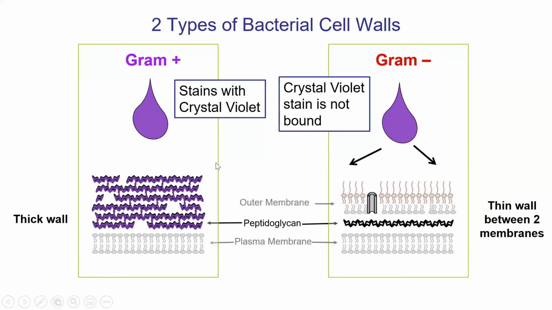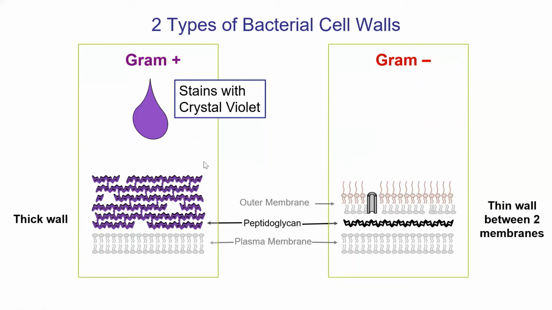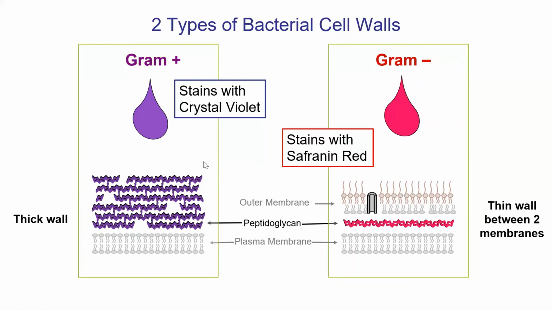Okay, sorry about that. So the gram-negatives, the crystal violet stain just doesn't get in there because it's got that extra membrane that kind of protects it. So we throw in a second stain, called safranin red, and so the gram-negatives end up that pinkish-reddish color. If you have a lot, it turns more red. If you have less, it kind of turns pinkish.